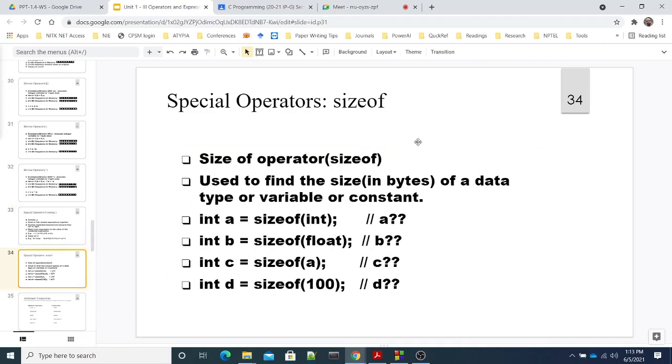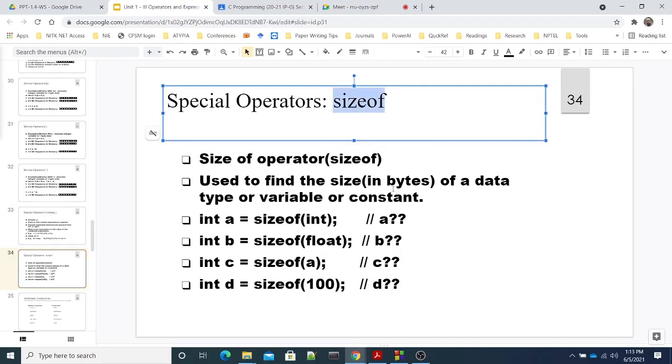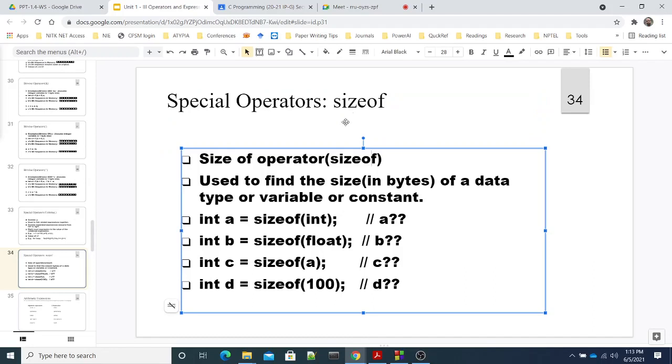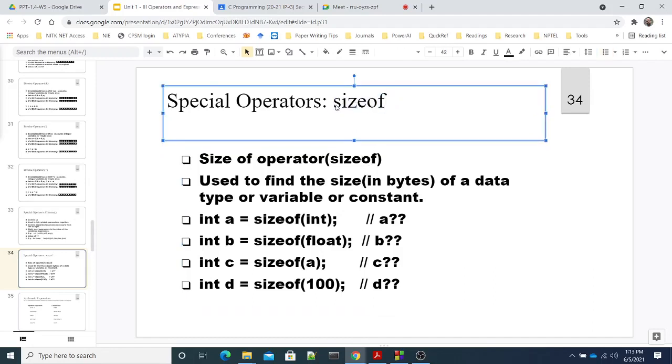Another special operator is sizeof. We already studied this in the lab. We did a program to find the size of a variable or a data type. Even though it looks like a function name or a keyword, it's actually an operator. An operator need not always be a symbol. It can be a reserved word also, a keyword, an English-like word. So this is also an operator.